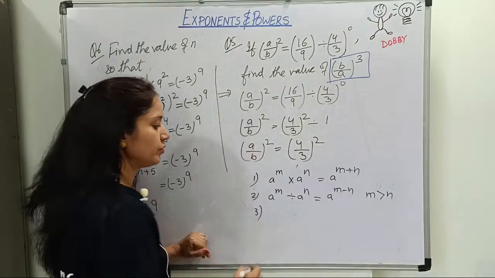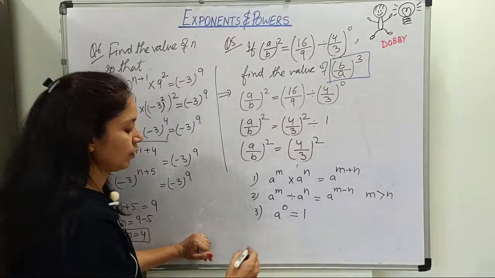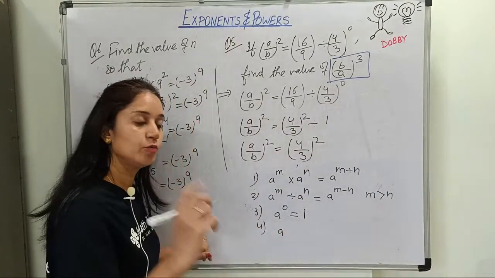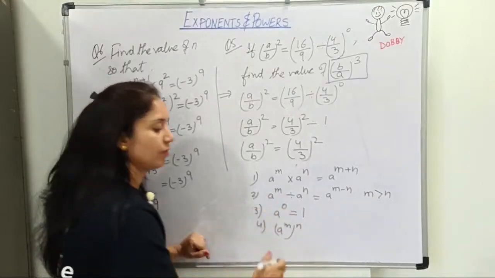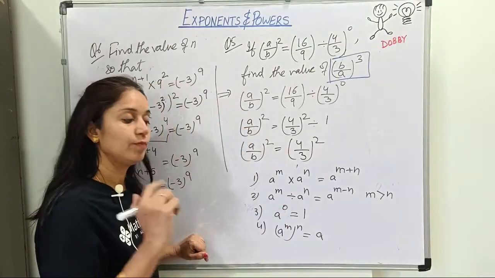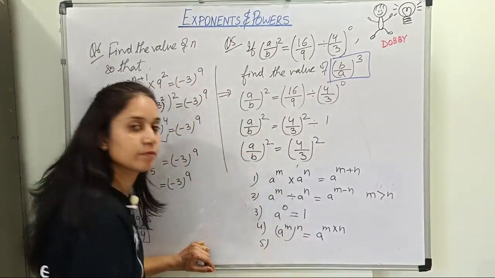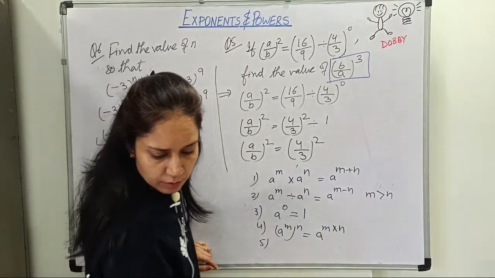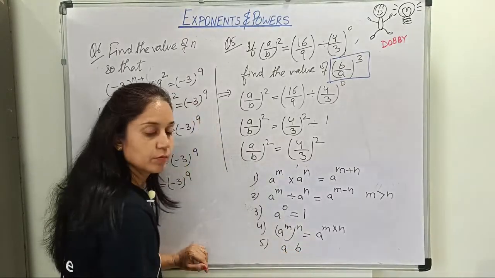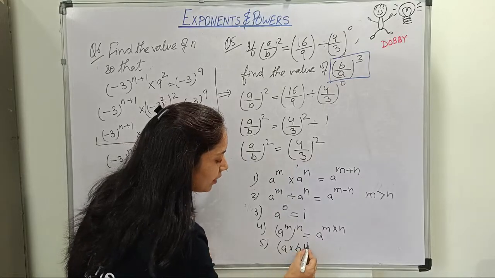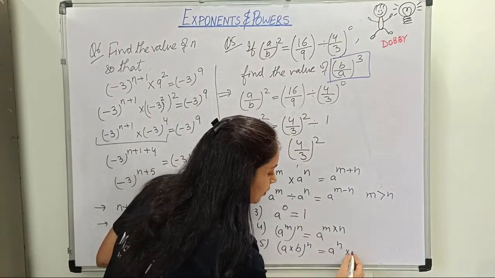Third rule, power of 0. A rational number with power of 0 is equal to 1. Fourth rule, a rational number with two powers, a raised to the power m and then again raised to the power n, power of a power. In that case we multiply the powers, m multiplied by n. Fifth, power of a product. You have two rational numbers a and b, both in multiplication with common power n. That means the power is applicable to both: a raised to the power n multiplied by b raised to the power n.